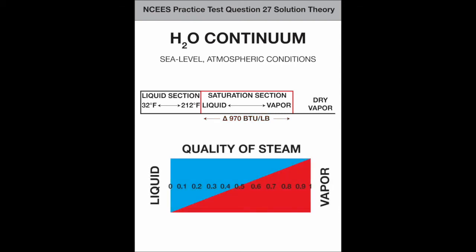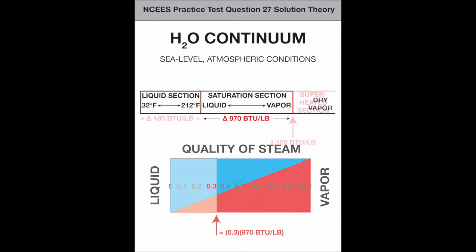This is the exact place that the quality of steam is determined. Within this region, there will be a certain amount of liquid condensate and a certain amount of dry steam vapor. This is where we will look to find our solution for the practice problem. The quality is some ratio of this region. So for instance, if the quality was 0.3, then that means it is 30% of the 970 span.